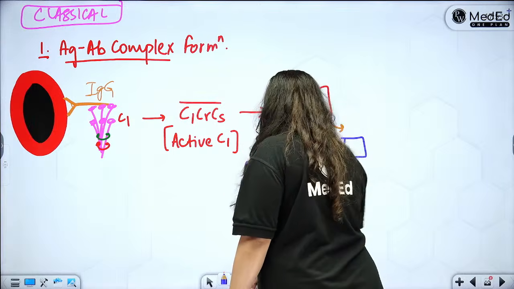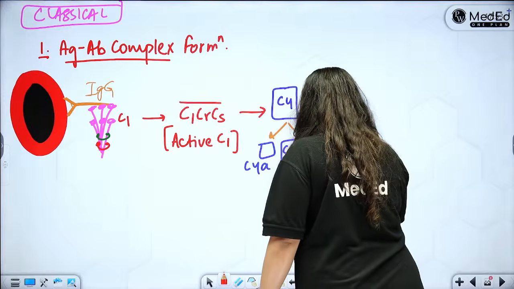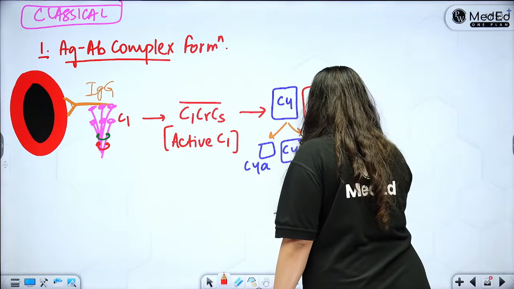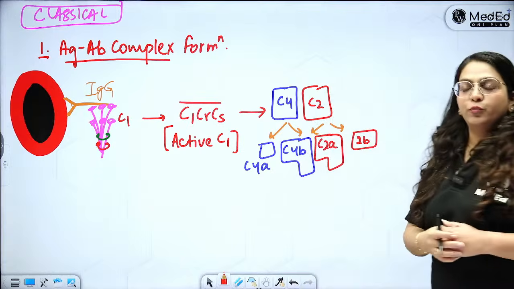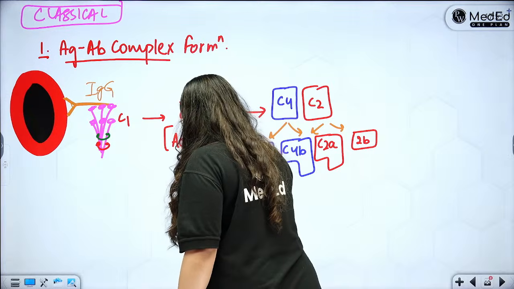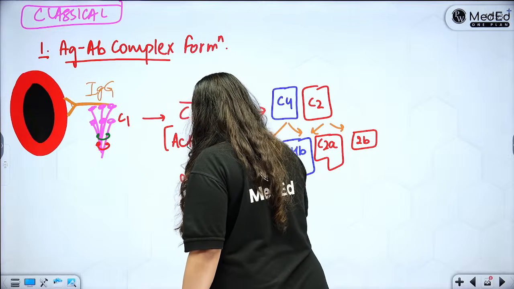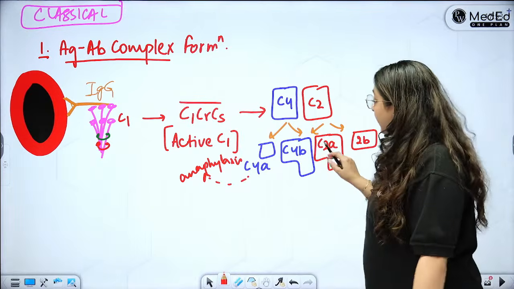Here, in C2 it is the opposite. In C2, which one is bigger? Bigger is C2A and smaller is C2B. Okay? No problem. Now, where will C4A go? C4A will fly away and cause anaphylaxis. Okay? What will C4B and C2A do?